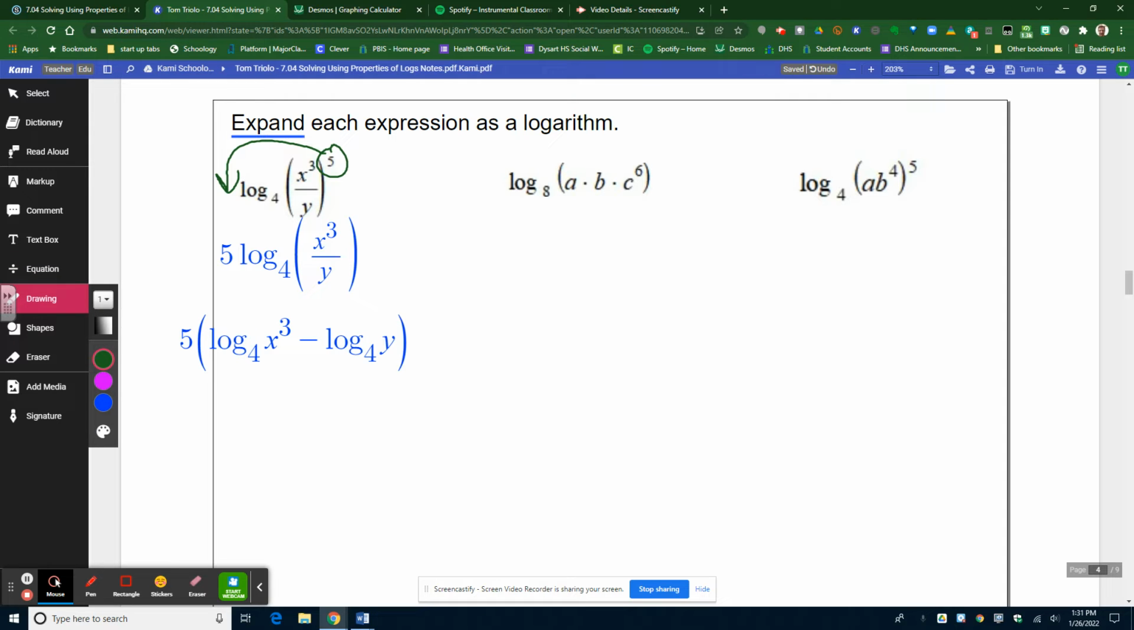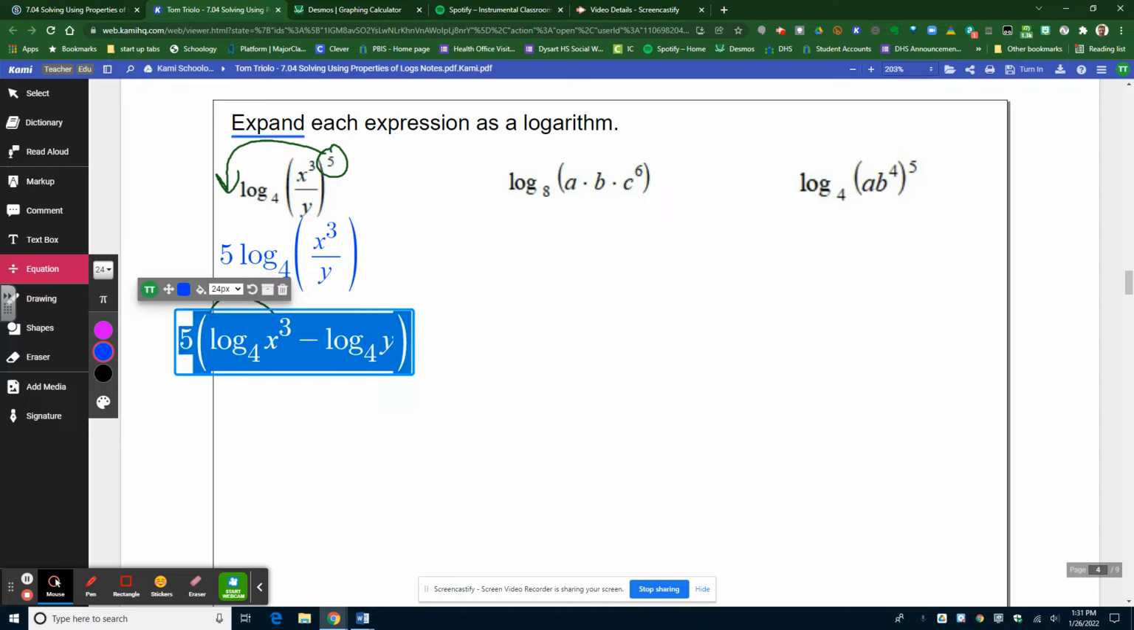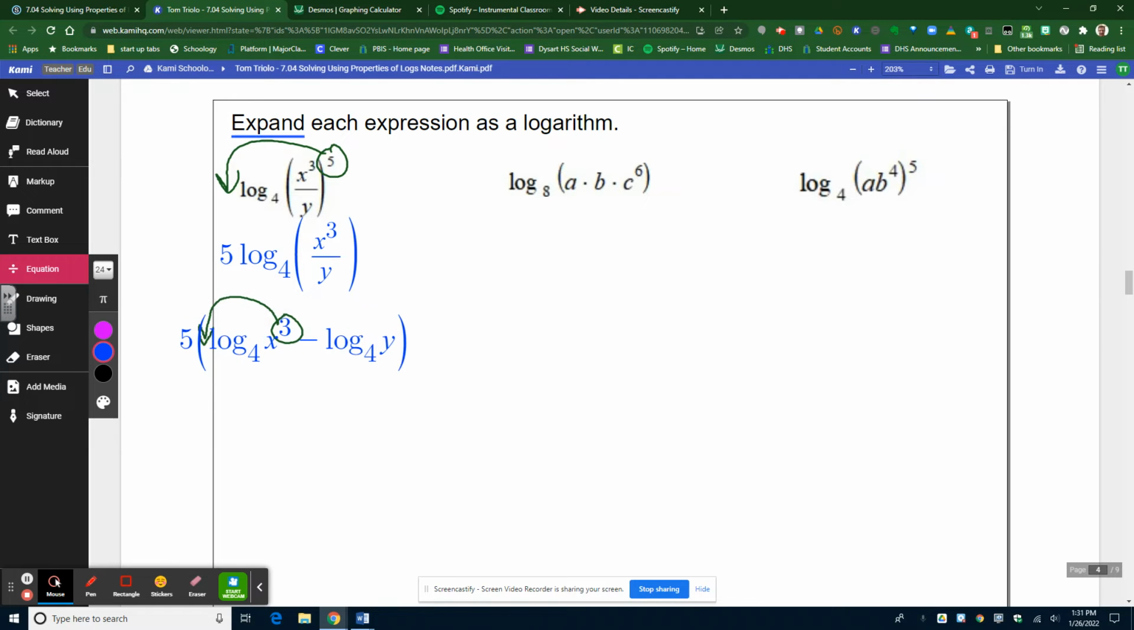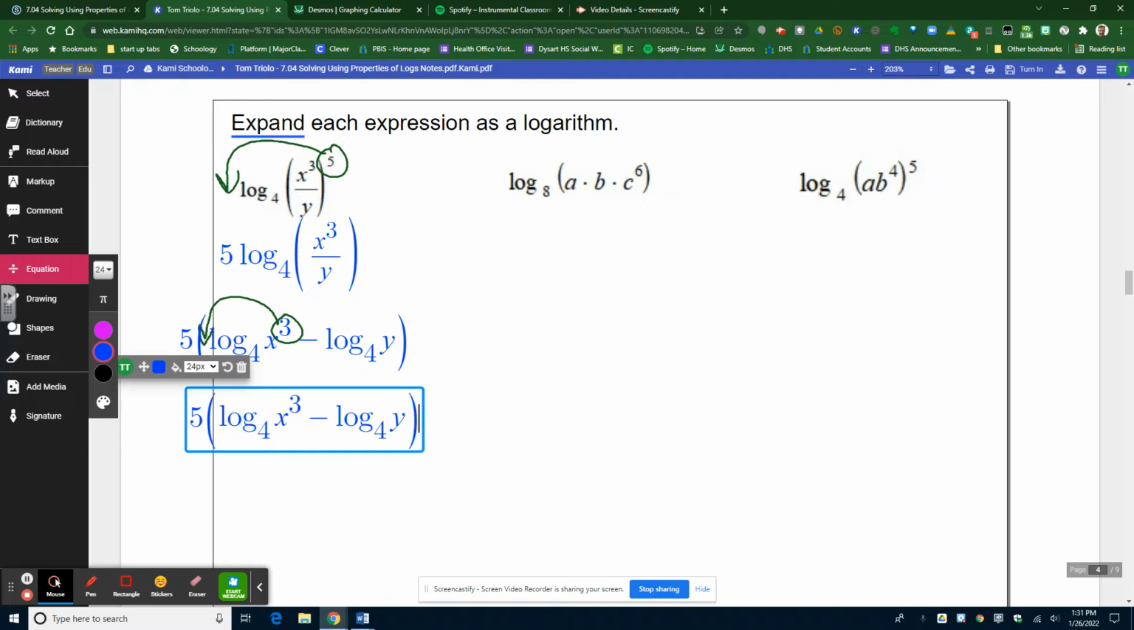Hey, remember that first exponent? We got another one. Guess where? Moves to the front, but only the front of the log that it is attached to, not to the 5 all the way in the front. So, little Control A, Control C, Control V. Paste. Only thing that's happening, I'm changing for the 3 here.